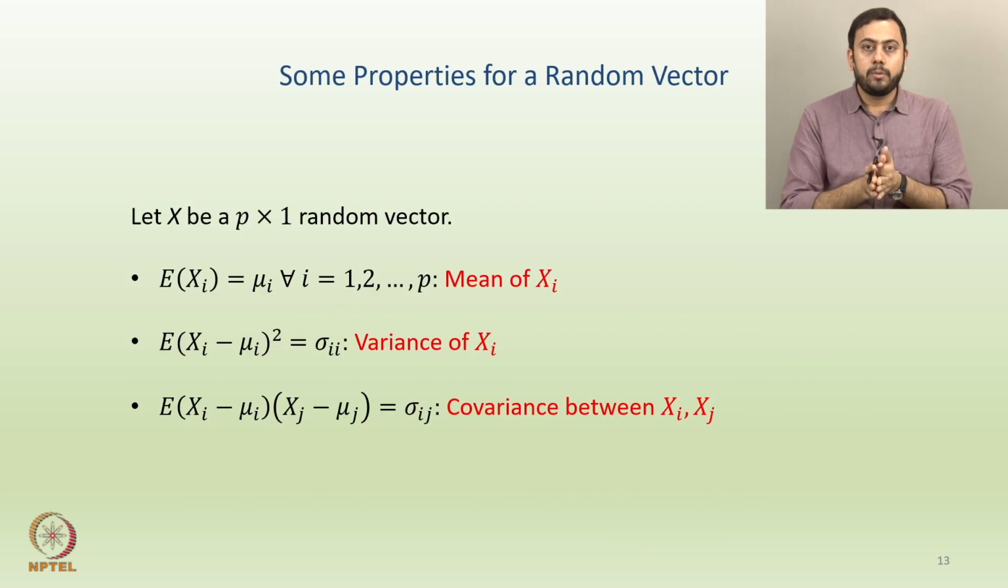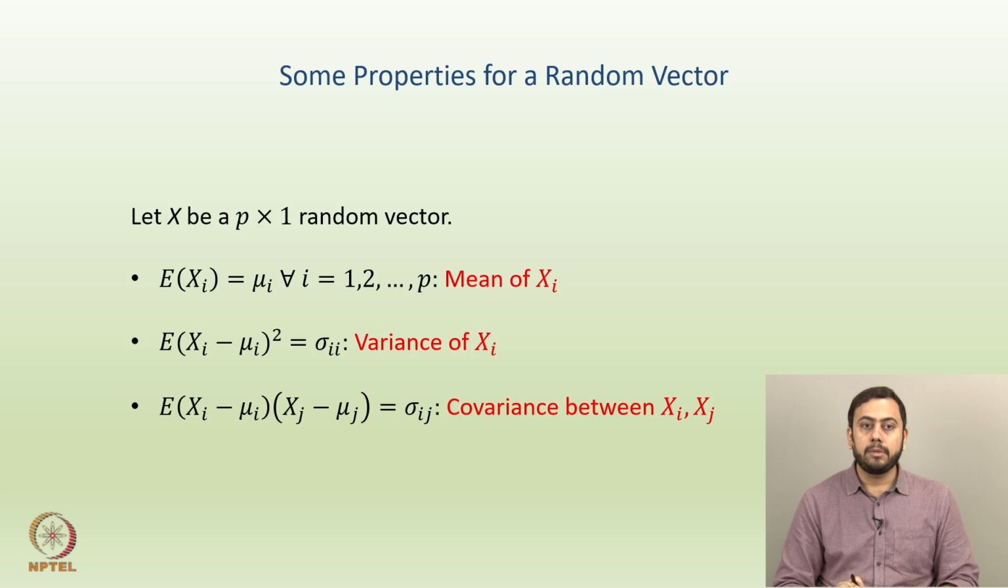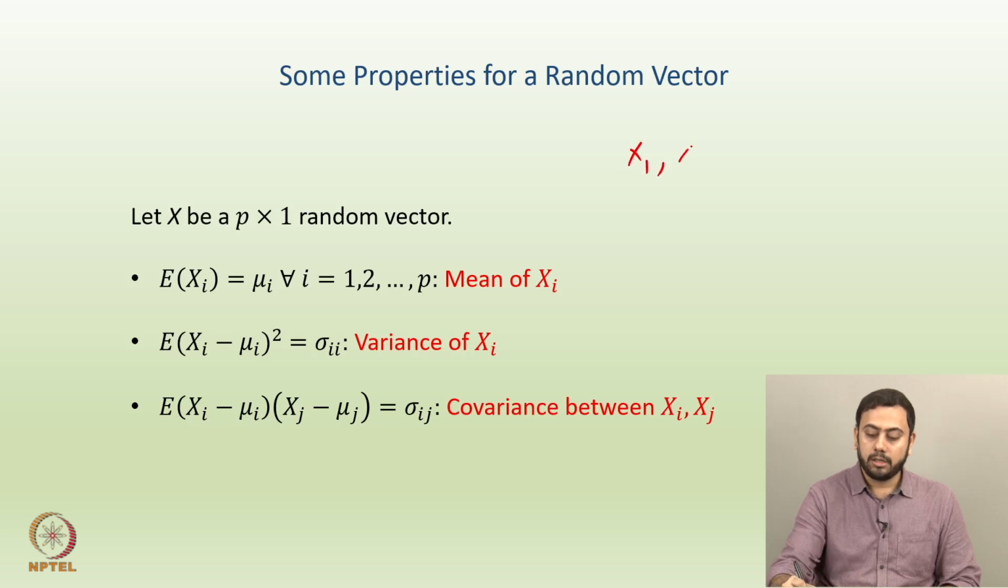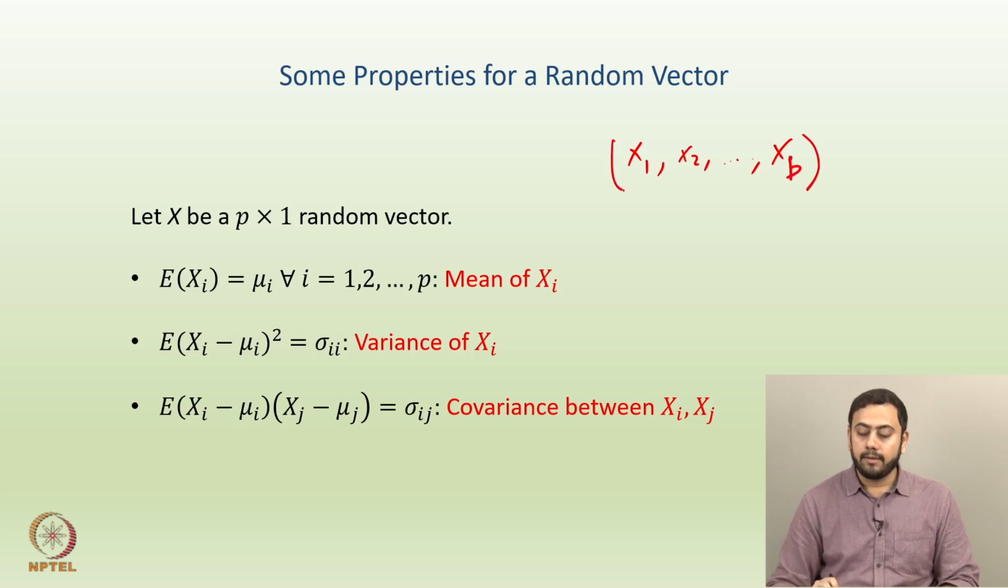Okay, so now we'll transition into the idea of a random vector, and then we'll discuss some properties of a random vector. Firstly, you should understand what you mean by a random vector. Let X be a p cross 1 random vector. Random vector means something like this: let's say you have x1, x2 up to xp. So this would be a random vector. A random vector means a vector containing several random variables. Each one of these items is nothing but a random variable, isn't it? So x1, x2 up to xp.